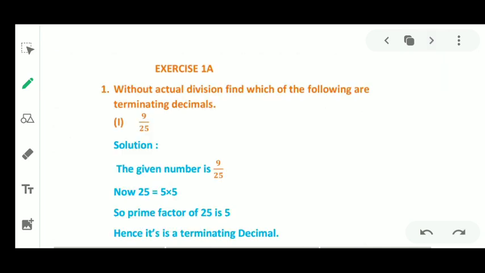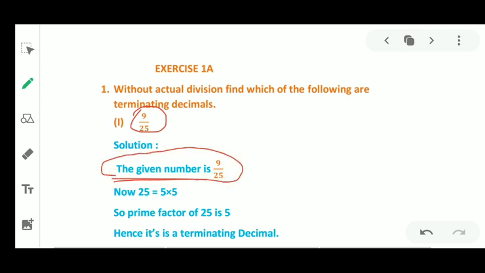Now moving to your exercise A. Question number 1. Without actual division, find which of the following are terminating decimals. Here I have taken part 1, 9 by 25. Without actual division, we have to find out whether the fraction is a terminating decimal or not. So first you write the given number, 9 by 25.